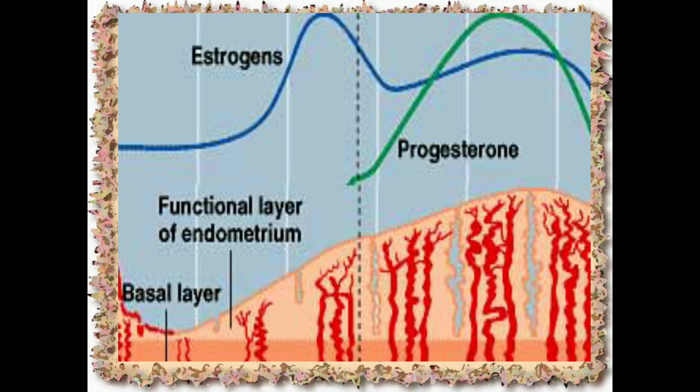See the estrogen, the dotted line, then progesterone. See the thickness, it gradually increases to around 3 to 5 millimeters.